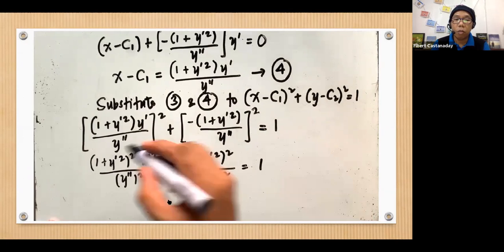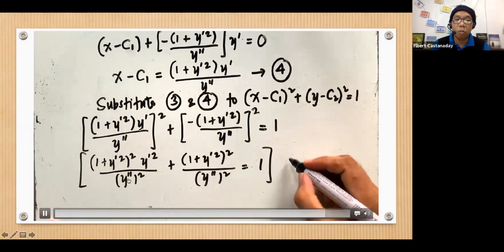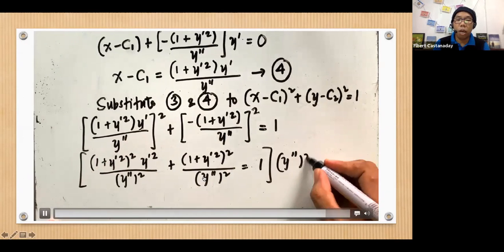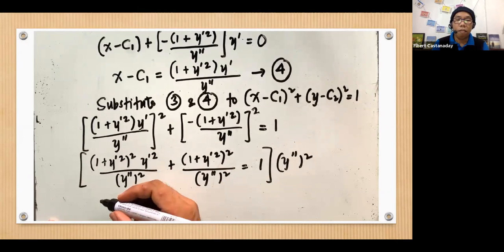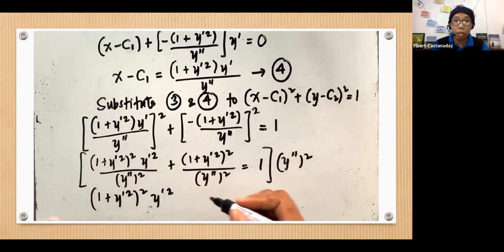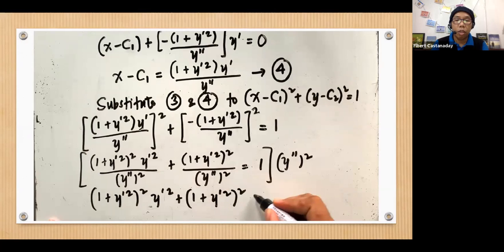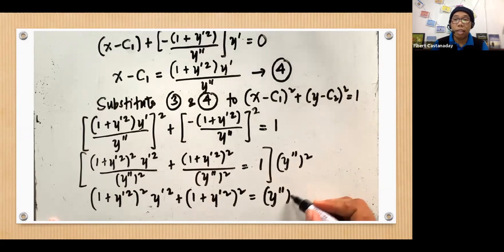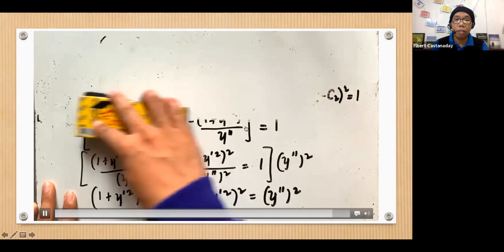Now, the next step will be to remove these denominators. Common naman sa kanila, di ba? So multiply both sides by y double prime squared. Thus we have, and so 1 plus y prime squared raised to 2 times y prime squared. Okay, plus second term natin, 1 plus y prime squared raised to 2 equal to y double prime squared sa right-hand side ng equation natin. Okay? Now, yan. So malapit na tayo sa final answer natin.